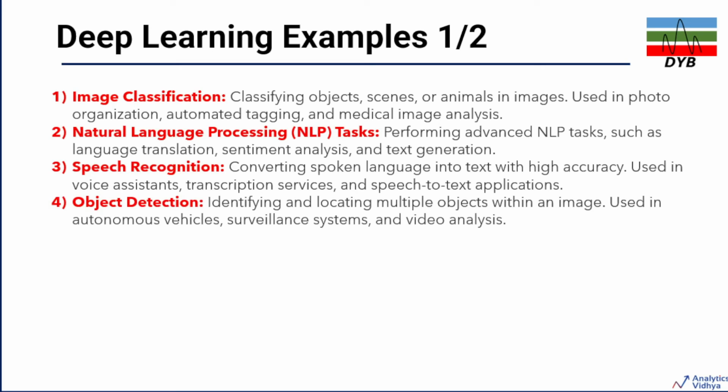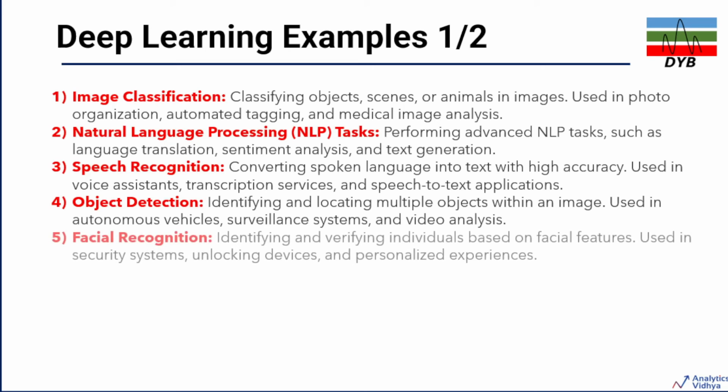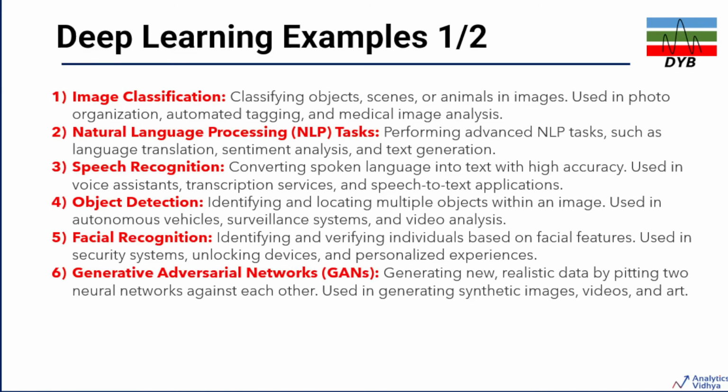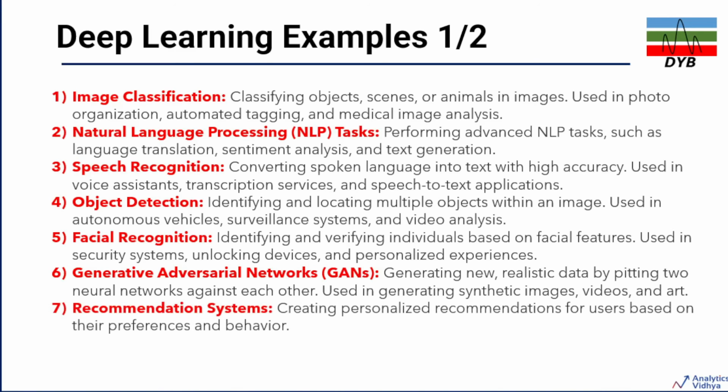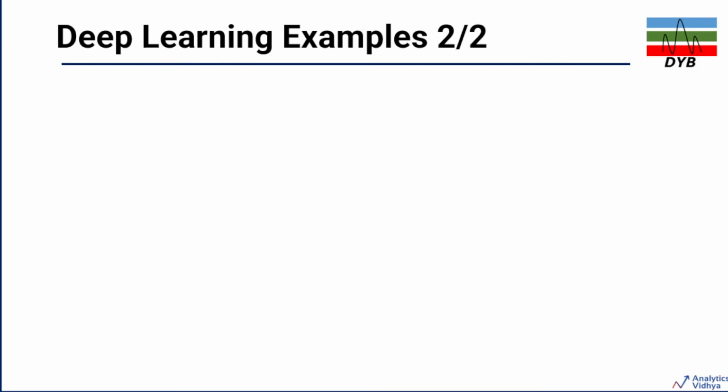Object detection is similar to machine learning, but it has the advanced version for deep learning. Facial recognition identifies and verifies individuals based on facial features, used in security systems, unlocking devices, and personalized experiences. Generative adversarial networks generate new realistic data by pitting two neural networks against each other, used to generate synthetic images, videos, and art. Recommendation systems are again similar to machine learning.